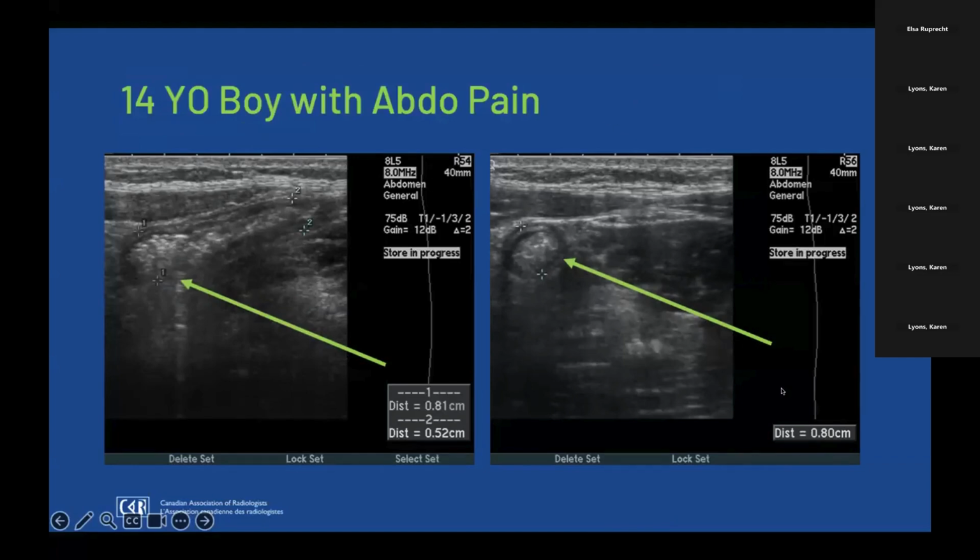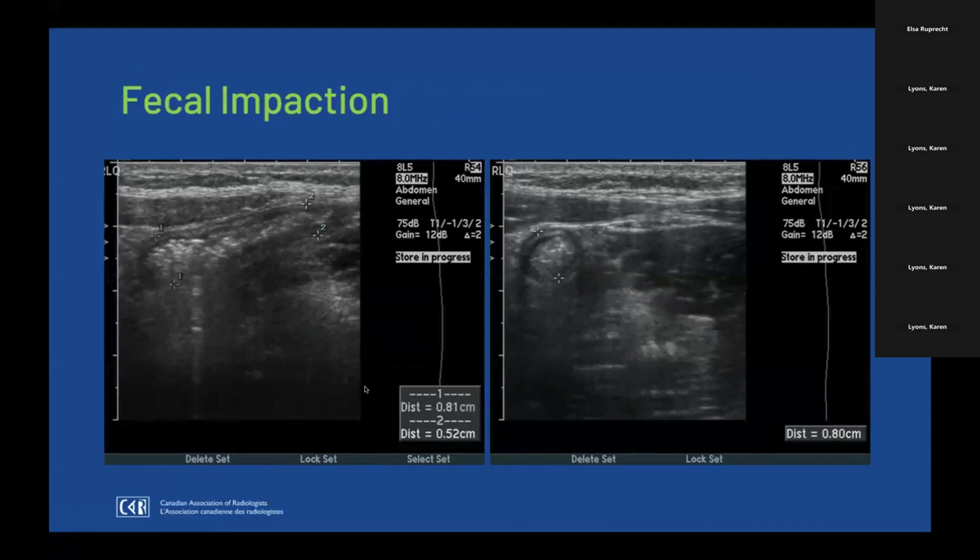So here's an ultrasound image of a 14-year-old boy with abdominal pain. You can see that the appendix is enlarged. It's 8 millimeters maximum outer diameter, and that's related to luminal distension by impacted hyperechoic fecal material. There is no appendiceal wall thickening or periappendiceal inflammatory change to suggest complicating appendicitis. And so this was a case of fecal impaction.